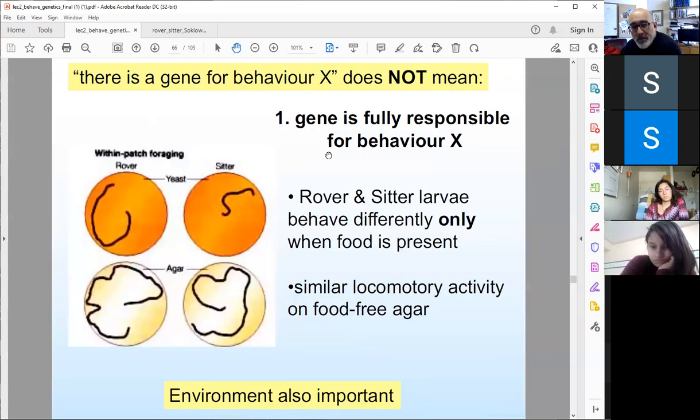Now, that there is a gene for behavior X does not mean that the gene is fully responsible for behavior X. In this case, the rover and the sitter larvae behave differently only when food is present. They have very similar behaviors when food is absent. When food is absent, you'll see that the pathways are very similar. In this case, of course, they're longer. Whereas when there is food present, that's when you see evidence of behavioral differences. So the environment is very important in terms of seeing the manifestation of that behavior.